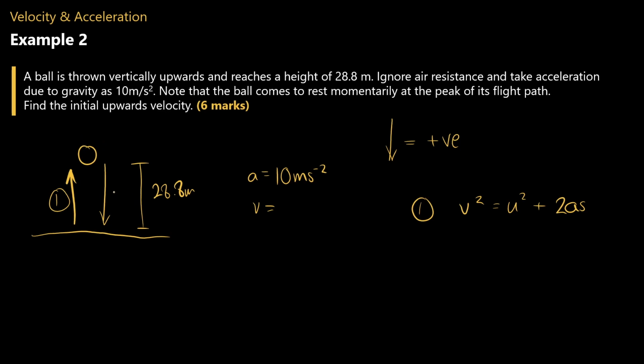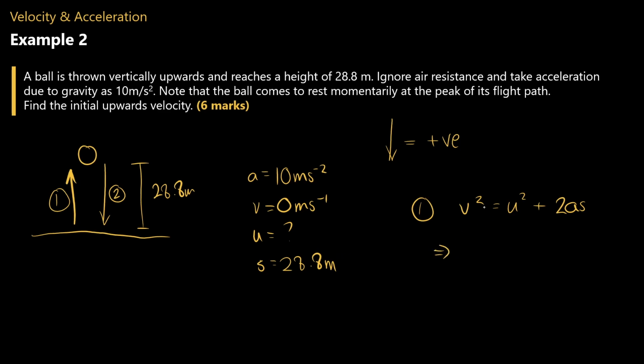We're going to separate this into 2 different situations almost. So pretend this bit doesn't exist at all for now. So the final velocity is 0 at the top. u is what we're trying to figure out. And we already have a. And s is equal to 28.8 meters.